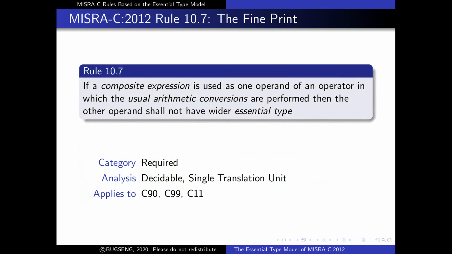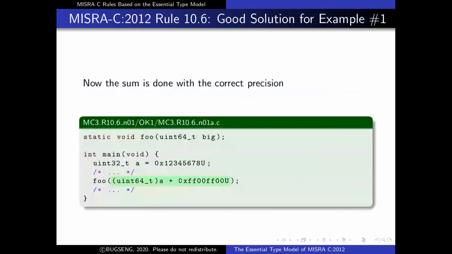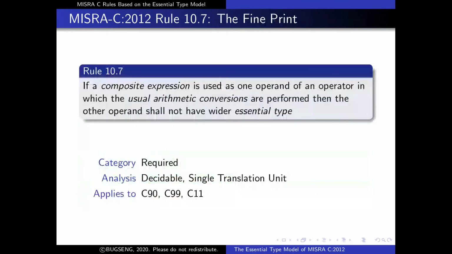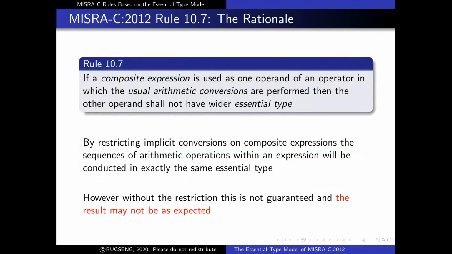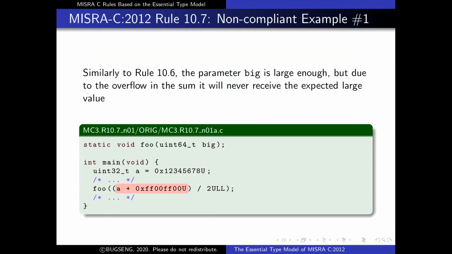Okay. So rule 10.6 is the first in a series of 3 rules that are all very similar, that are meant to prevent this kind of mistake. This one has to do with assignments and passing to functions. And rule 10.7 is very similar. We go directly to the example. This rule applies when you are using composite expressions.